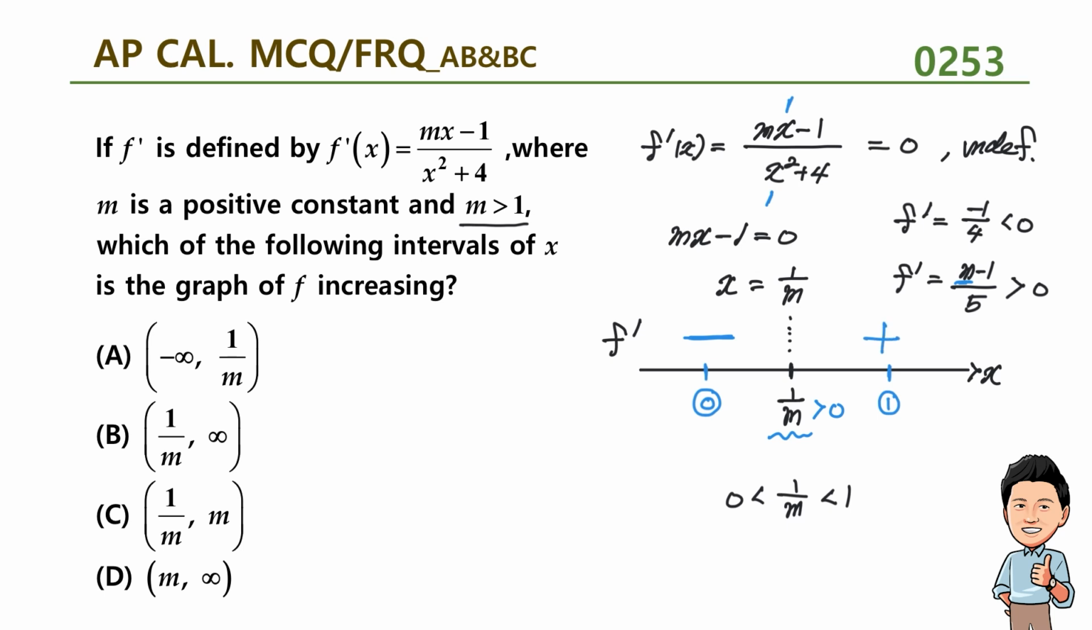So for the interval where the graph of f is increasing, f prime must be positive. So on this interval, f is increasing, which is from 1 over m to infinity. So the answer must be B, right?